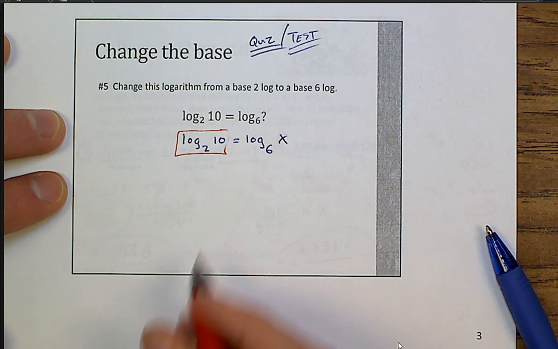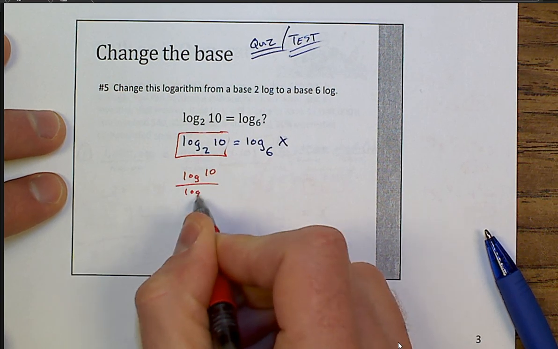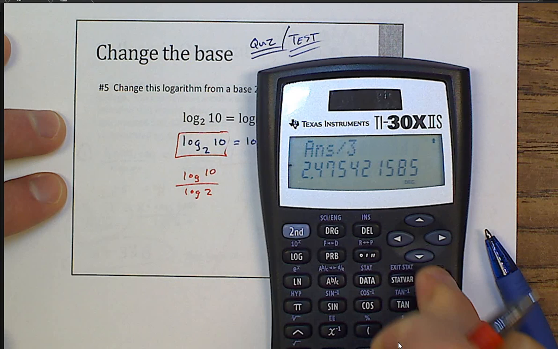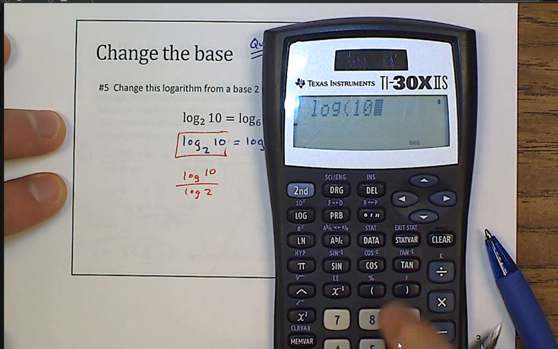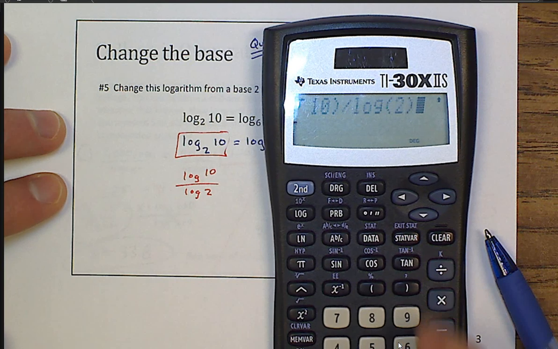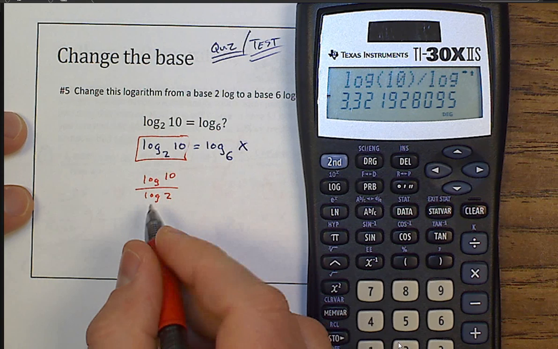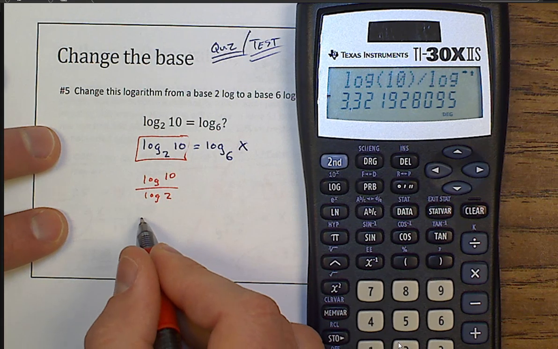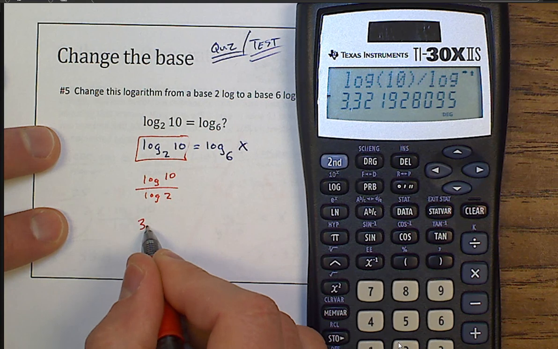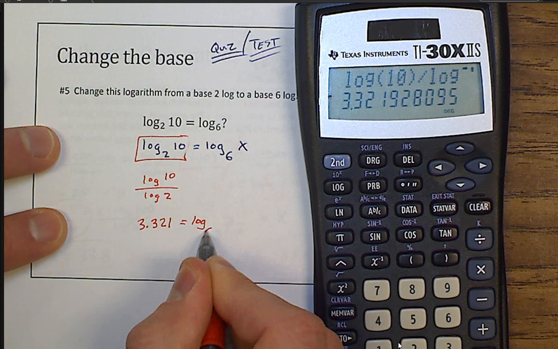And the way I'm going to do that is I'm going to use the change of base formula. So I'm going to go log of 10 over log of 2. So log of 10 divided by the log of 2, hit equals. Now I'm going to leave that in my calculator. So right now I basically have, well, I guess I'll round this one. I'll just go to 3 decimal places. So I have 3.321 equals log base 6 of x.